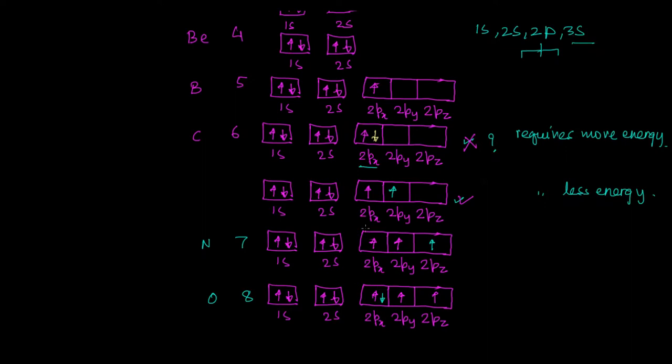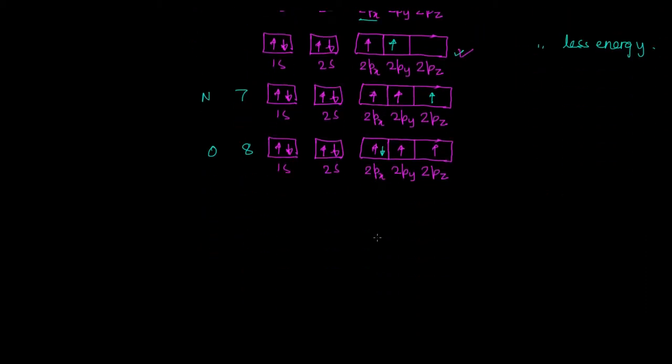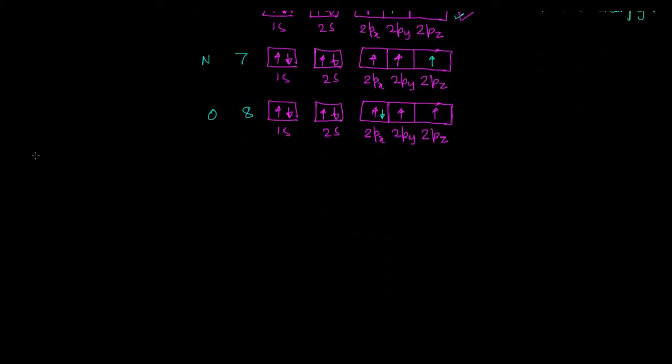So this has got a formal name. What we reasoned out right now was discovered by a fellow called Hund, and it is named as Hund's rule of maximum multiplicity.